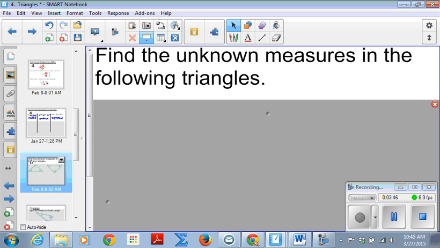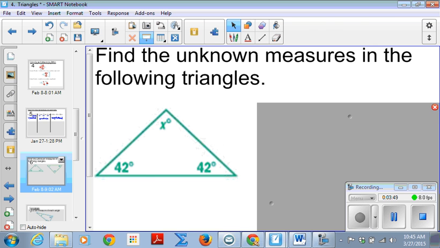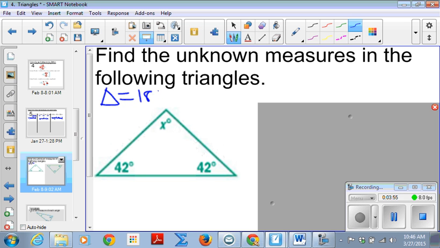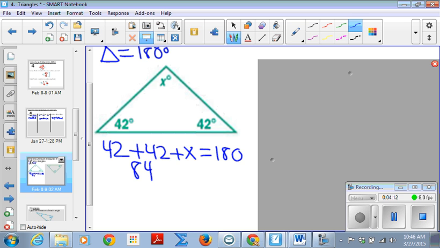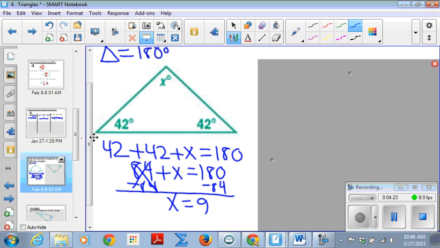Now, we're going to find unknown measures in triangles. As a reminder, all triangles have a total degree measure of 180 degrees. So if we know two of the measures, we can find the third. There are different ways of doing it. I just know that we have 42. If we add that to 42 plus x, we ought to get a total of 180. 42 and 42 is 84. And it's a one-step equation from there, subtract 84. X equals 96 degrees. So that is the measure right there, 96.